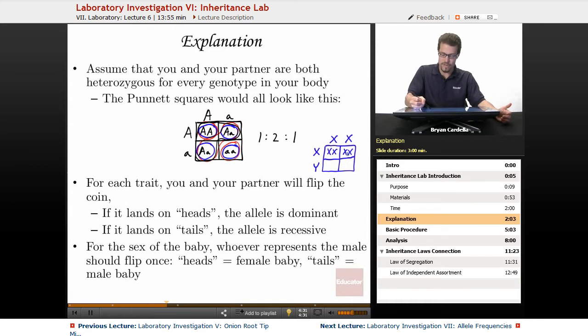And so whichever partner in this scenario is representing the man, that particular person flips it once. So you can see that, hey, there's a 50% female, 50% male. So they're going to flip it once. It's basically flipping whether or not it's going to be that or that. So they flip once. If it's heads, then that means an X chromosome fertilized the egg. If it's tails, it means that a Y chromosome fertilized the egg, and it's a male baby.